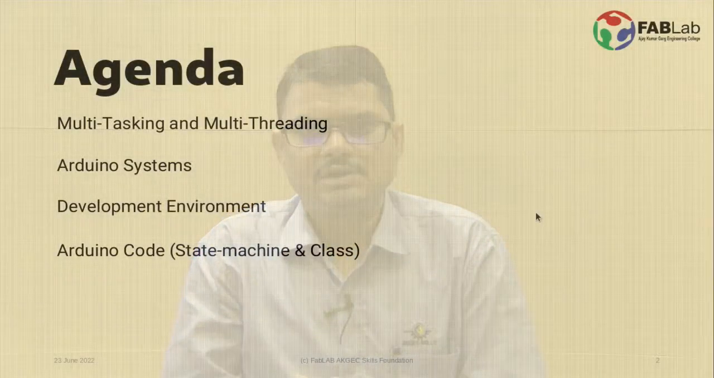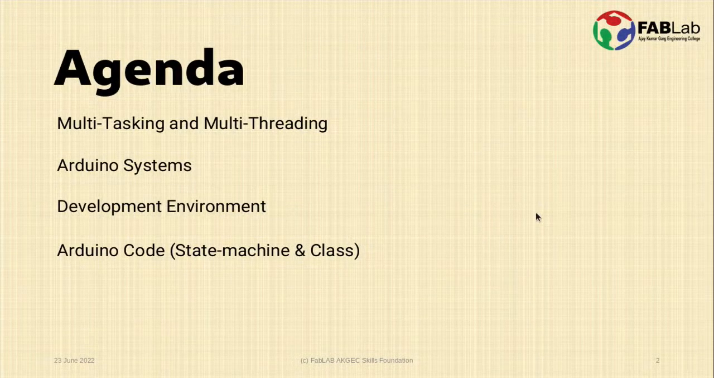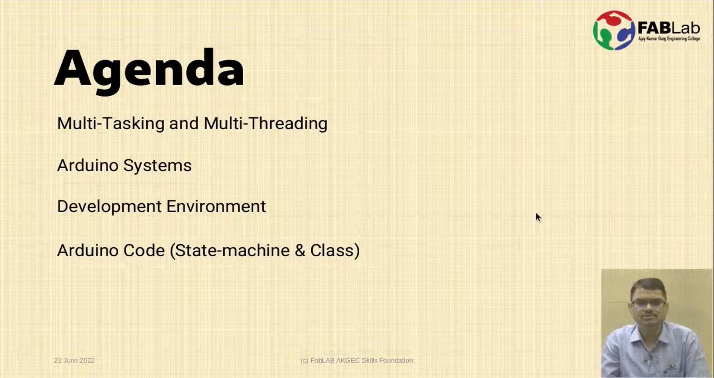So this is our agenda for today's session. We are going to discuss what multitasking and multithreading are, what the difference is and how these two things are related with each other, and also why we need to implement this multitasking concept, or multithreading concept, you may also say, in the Arduino Uno board. The next thing we will discuss is the Arduino system and why it is quite useful for this purpose, and why we should learn multitasking in the Arduino system first.